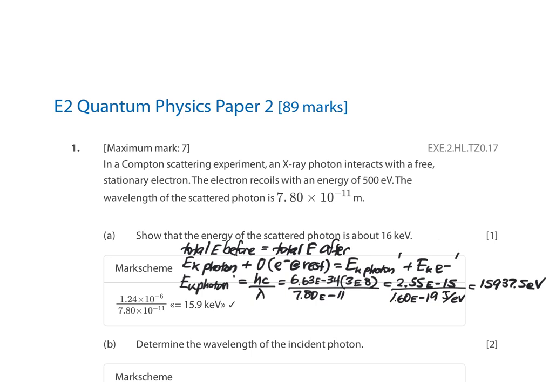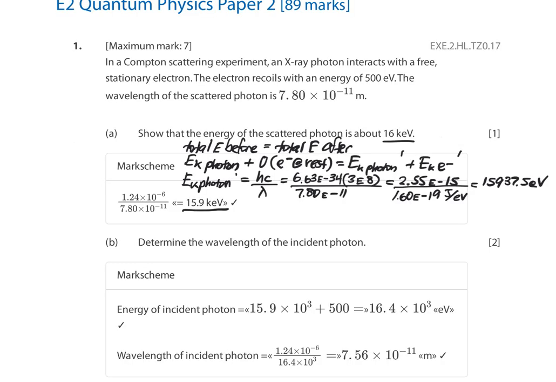So we get 2.55 times 10 to the negative 15 joules. We convert that to electron volts and get 15,937.5, which is close to 16 keV and agrees with the mark scheme. Next question. Find the wavelength of the incident photon.